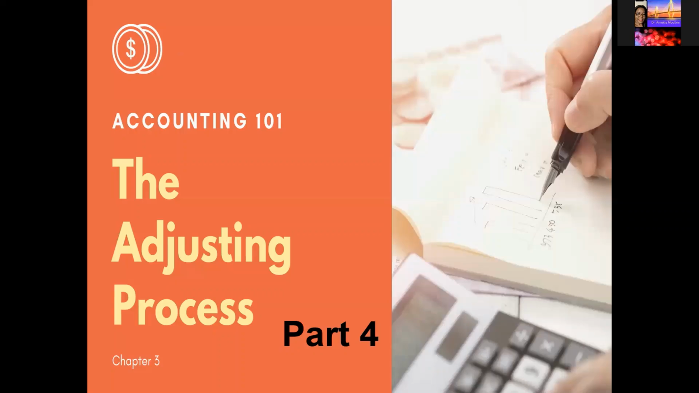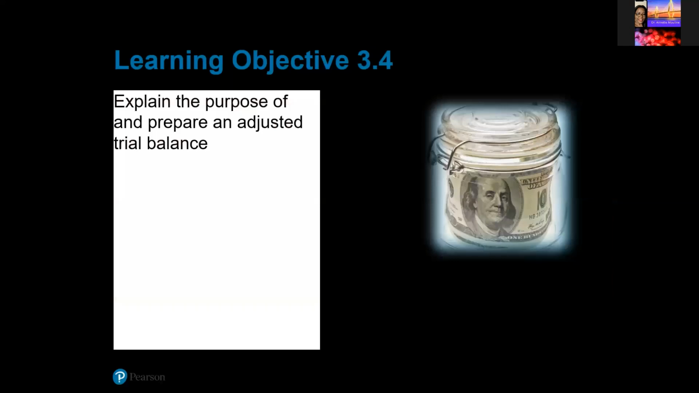Here we are at the end of Chapter 3, the adjusting process. This is part 4. So the learning objective is 3.4, where we explain the purpose and prepare an adjusted trial balance.